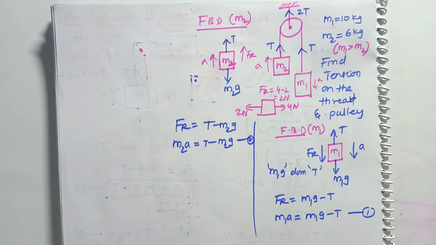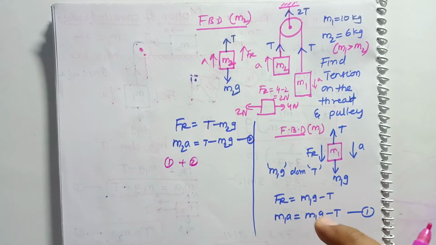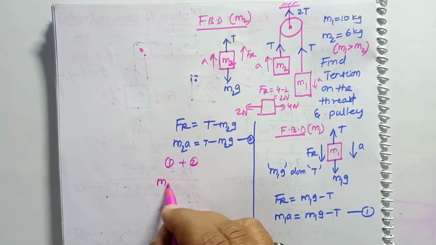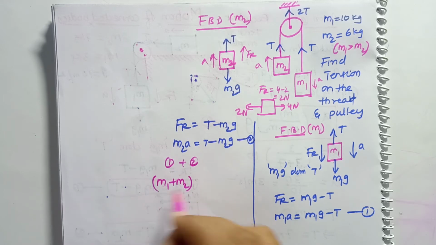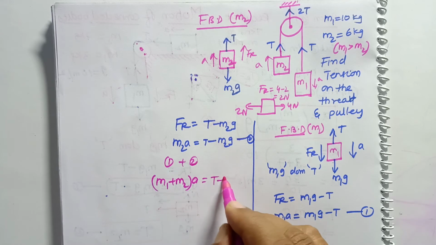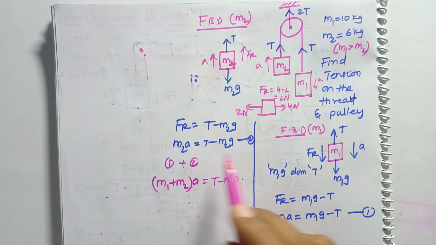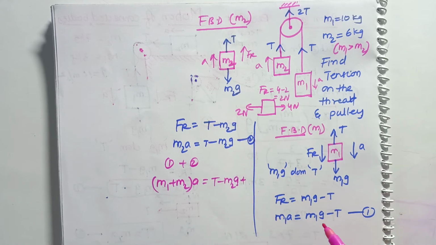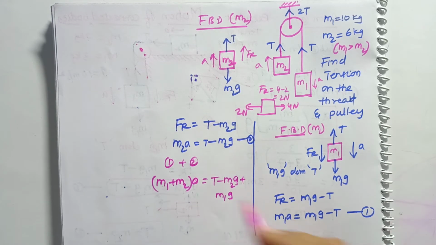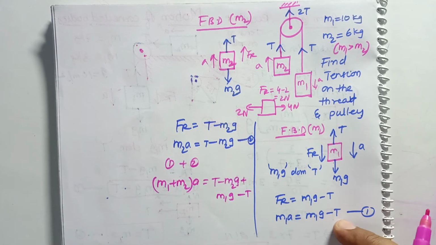So what are you going to do now? Add 1 and 2 here. These two equations, if you add, LHS, what are you going to get? You are getting M1 plus M2 into A. RHS, if you add, T minus M2 into G plus M1 into G minus tension T. I am adding the right sides of both equations here.